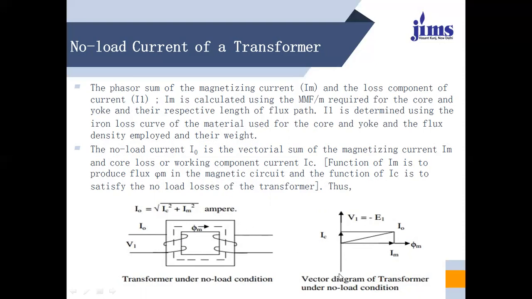Whenever we have to make the vector diagram of a transformer under the no-load condition, we find that φm is taken as the reference and V1 will be perpendicular to this. Ic will be this and the magnetizing component Im is this, and from the combination of Im and Ic we get the no-load current I0.